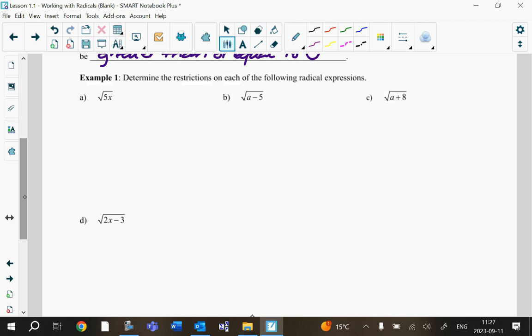If there's a variable underneath the radical sign, we have to be able to state restrictions. There are certain values of x that we can't use in this question. Let me give you the most basic ones. Can I plug any number in for x and calculate it? Can I plug any number I want in? No, I can't. I can only plug in what?